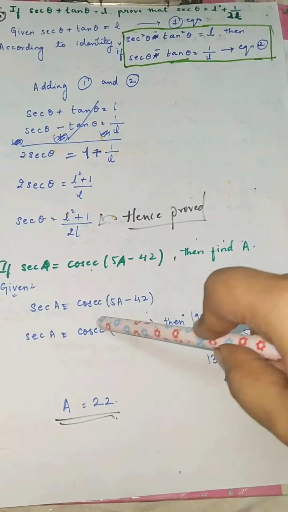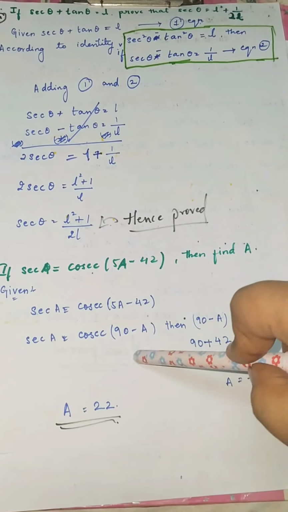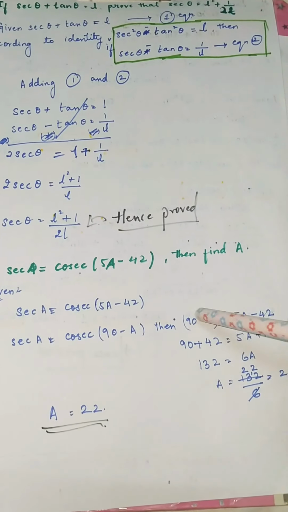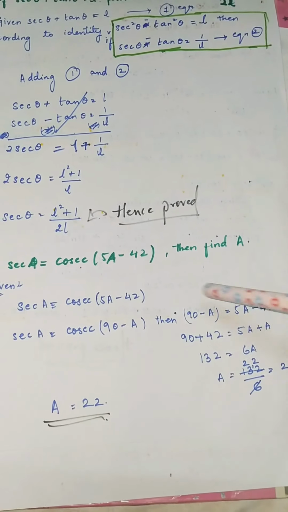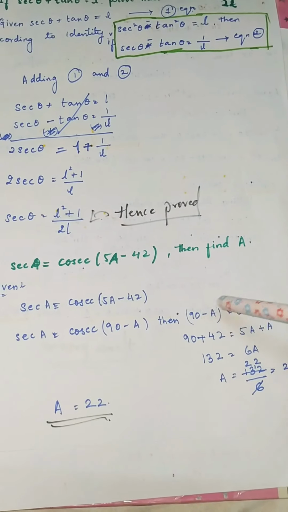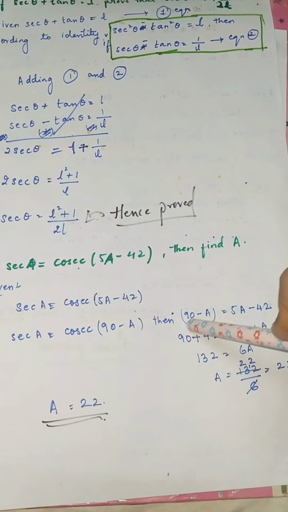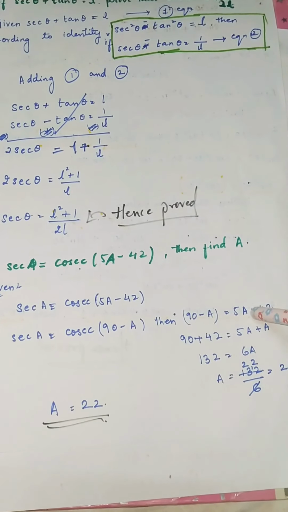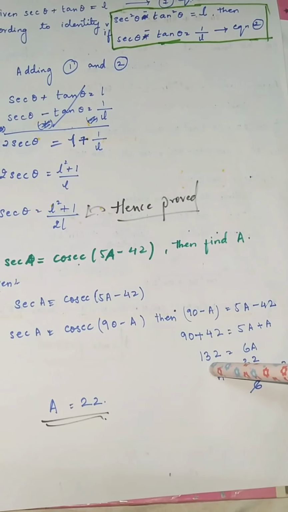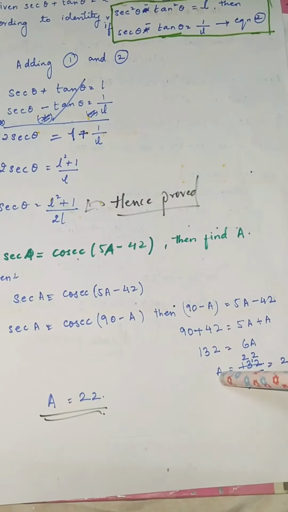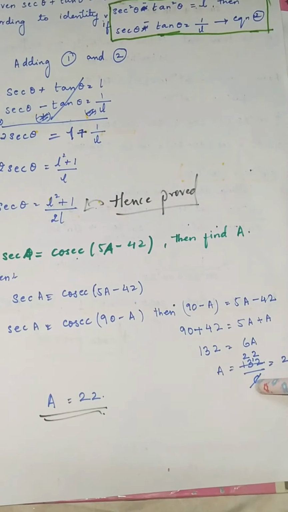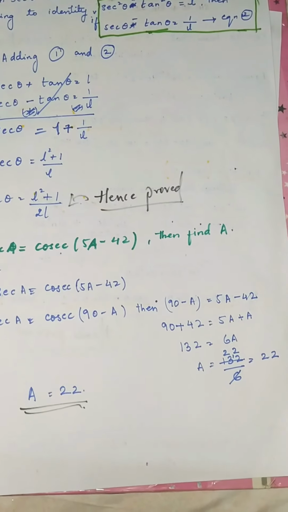Okay, now 90 minus A is equal to 5A minus 42. Now 90 plus 42 is equal to 5A plus A. This minus A we have to write as plus A, as we are taking it from the RHS to the LHS. This minus 42 on the RHS, we are taking it to the LHS, so we have to take minus 42 as plus 42. 90 plus 42 is 132 is equal to 6A. A is equal to 132 by 6. 6 2s are 12, then 1 is left here, then again 6 2s are 12. The answer is 22. A is 22.